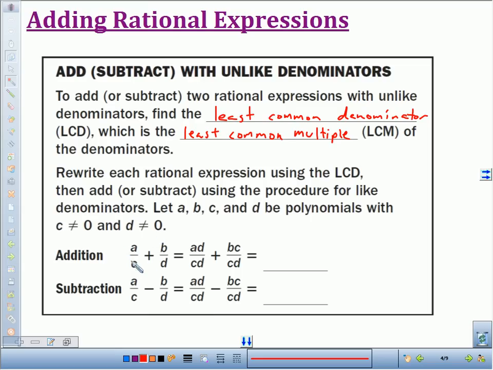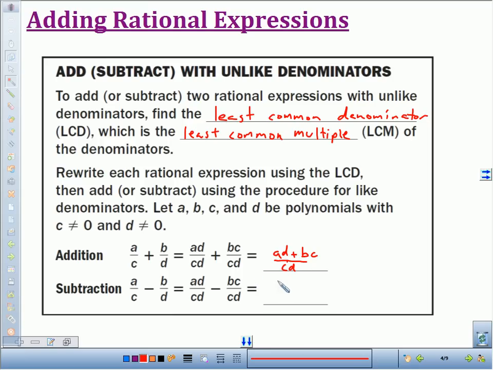So for instance, in our example here, we notice that we have two separate denominators. The least common denominator between c and d would be cd. C times d is cd. So we make that our least common denominator. In order to make c into cd, we have to multiply it by d. In order to make d into cd, we have to multiply it by c. Once we've done that, we add together our pieces, just like we did before, and we get a times d plus b times c over cd.